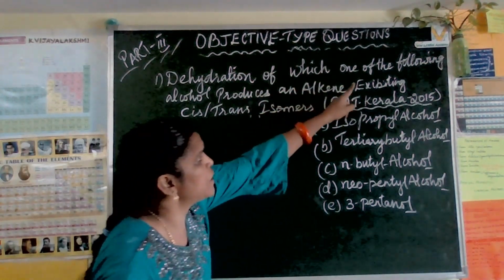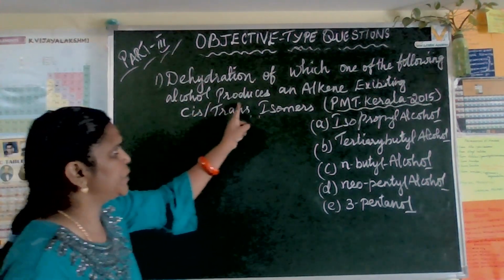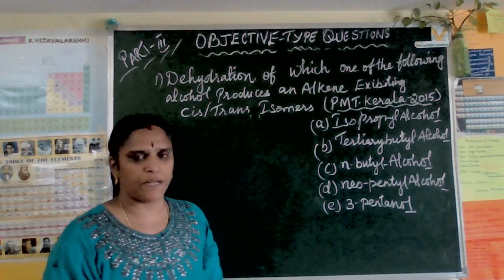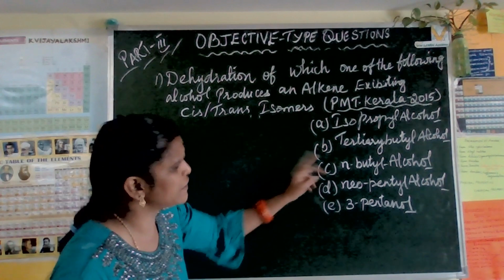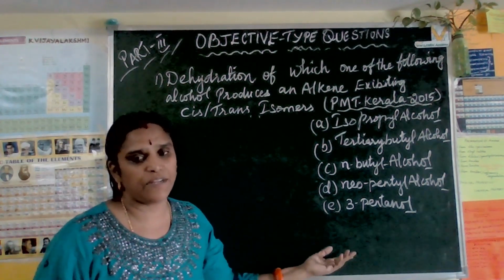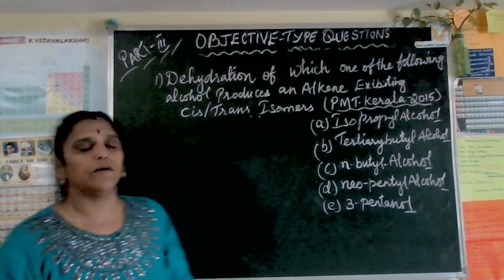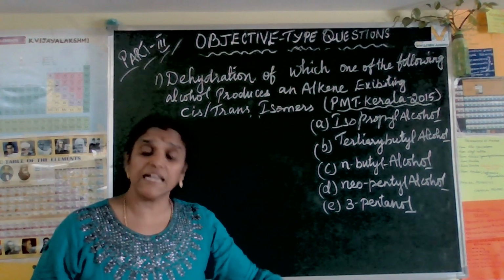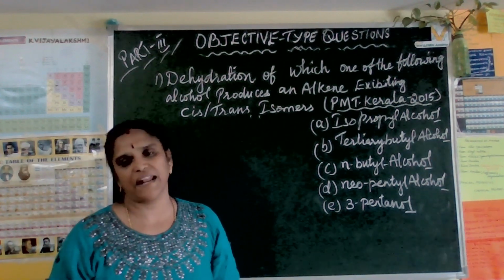Dehydration of which one of the following alcohols produces an alkene exhibiting cis and trans isomers? They have given those alcohols. Each of these alcohols will definitely give an alkene on dehydration, but we need to find which alkene has cis and trans isomers.